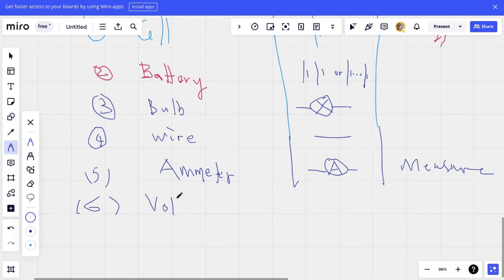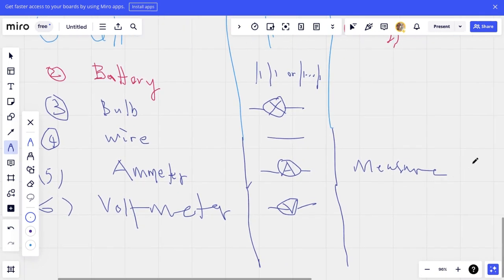We have a voltmeter. You draw a circle, you draw a V on the circle. That's just a voltmeter. What do you use a voltmeter for? Also for measuring something. What is that thing we use it to measure? What do you use a voltmeter for? To measure voltage.